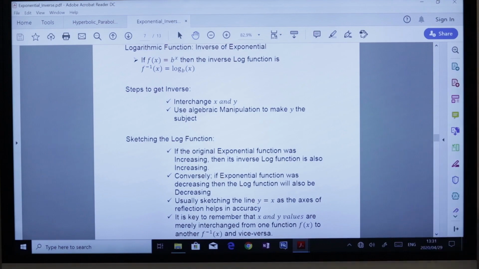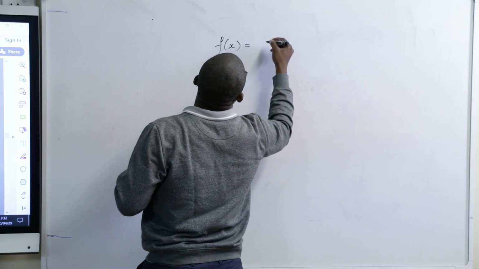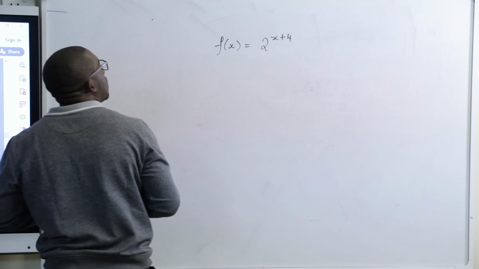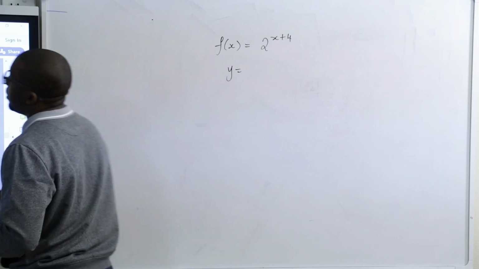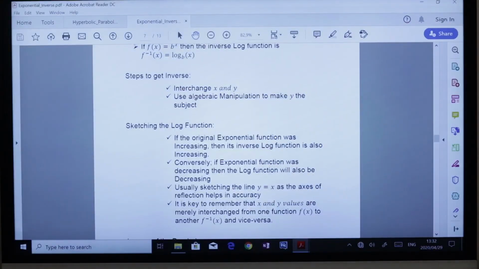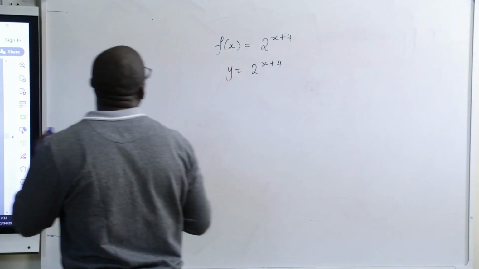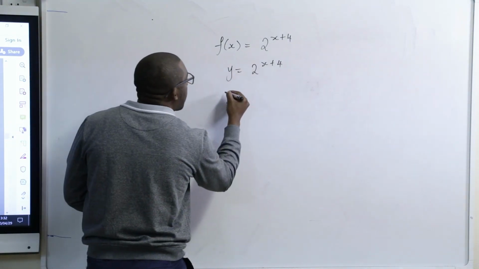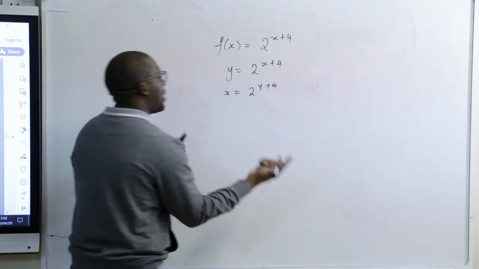Here's an example. If f of x was going to be 2 to the x plus 4, then how do you get the inverse? Step number 1, interchange x and y. So y was equal to 2 to the x plus 4. Interchange, that means wherever there is x, now put y, wherever there is y, now put x. So in place of this y, I'm going to put x. In place of this x, I'm going to put y plus 4. That is the interchange.